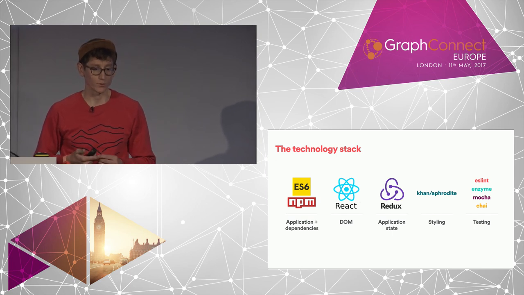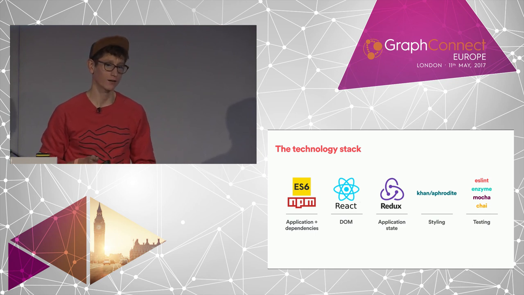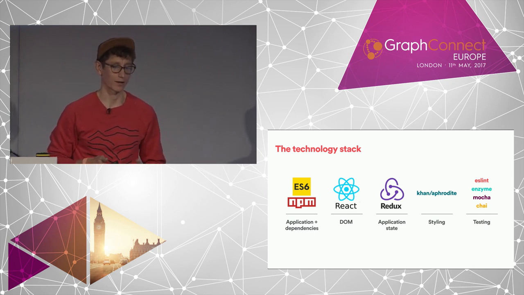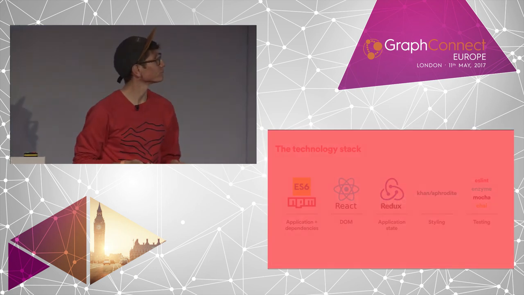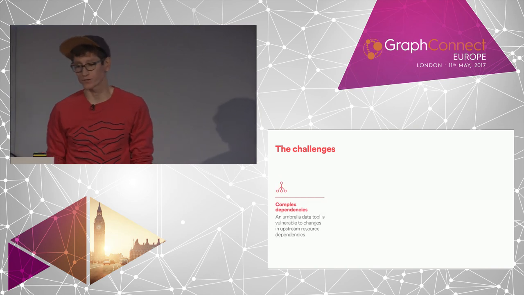We use a pretty cool open source package from Khan Academy called Aphrodite, which essentially allows you to write CSS and JavaScript. We use ESLint to enforce a JavaScript style guide, also open source from Airbnb, and Enzyme, Mocha and Chai for testing. So now I'll jump into a few of the challenges that we face in this project.